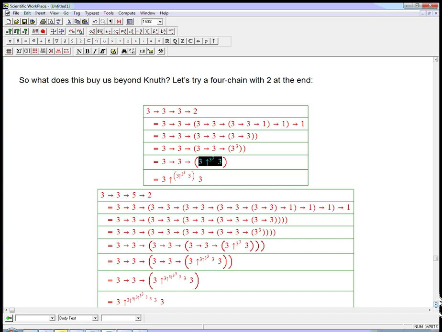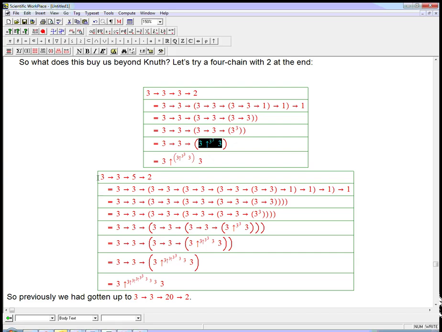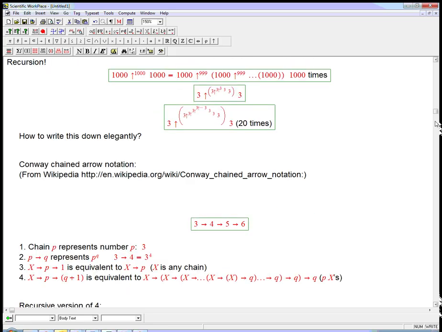Okay, so let's do another example. 3, 3, 5, 2. And I'm only putting a 2 at the end, you might notice. Okay, so 3, 3, 3, 3, 3, 3, 3, 3, 3, 3. There's 5 copies of 3, 3. And then the 1s just go away. And so 3 arrow 3 becomes 3 to the 3. That becomes the exponent of the arrow in 3 up arrow something 3. That becomes the exponent of the arrow here. That becomes the exponent of the arrow here. That becomes, and what we've gotten to is exactly what we got to at the end of the previous video.